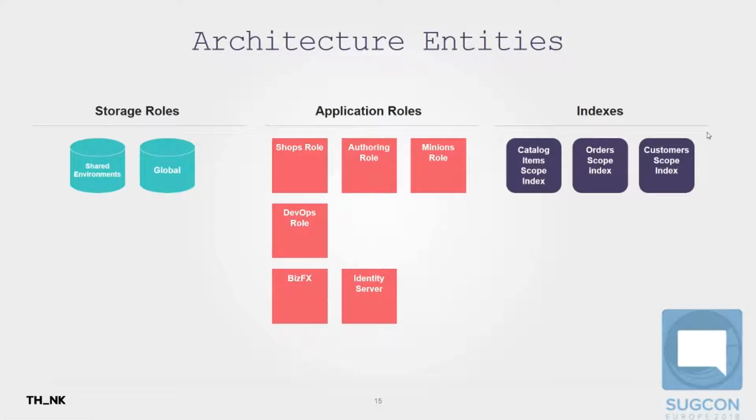When you install Sitecore Commerce 9, you get shared environments and a global database. These two are the databases, which are the storage roles. Then we get a shop role, an authoring role, a minion role, and a DevOps role. So these are the 4 roles you get. Then you also get something called BeefFX, that is serving your business tool, and an identity server.